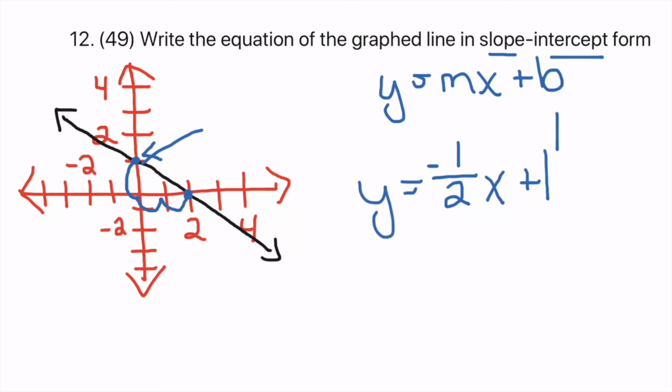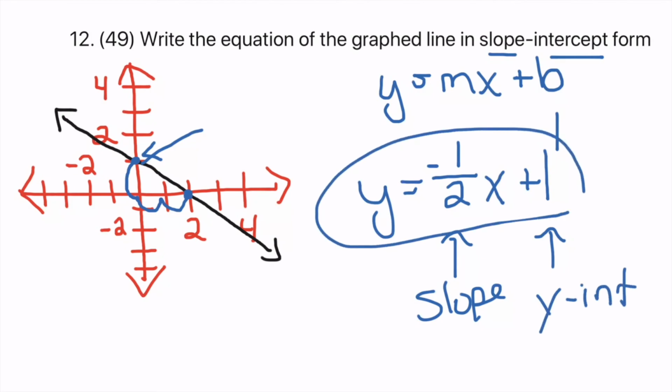So we found our slope and we found our y-intercept. And those are the only 2 pieces of info you need to write in slope-intercept form.